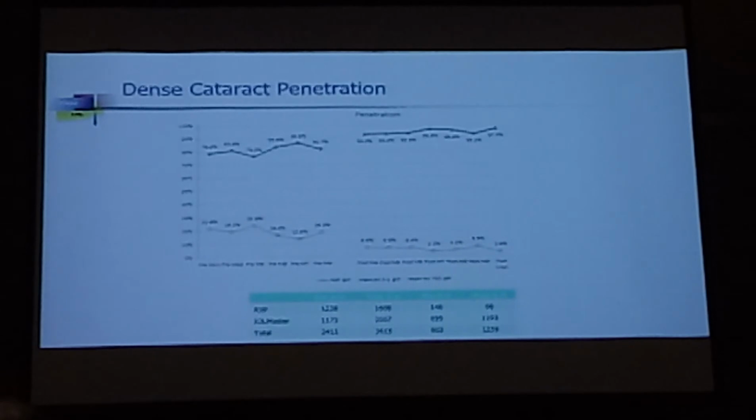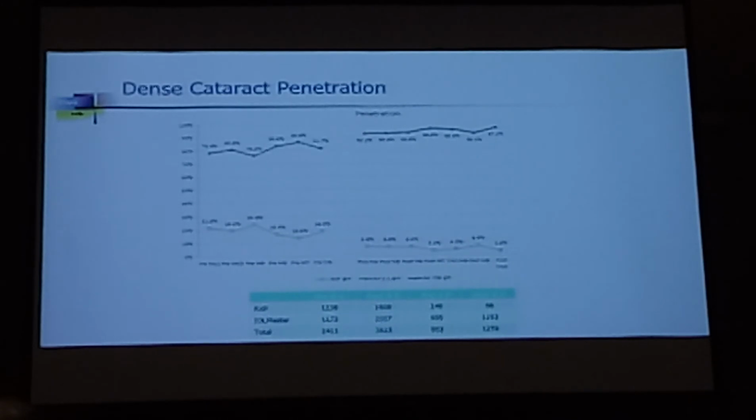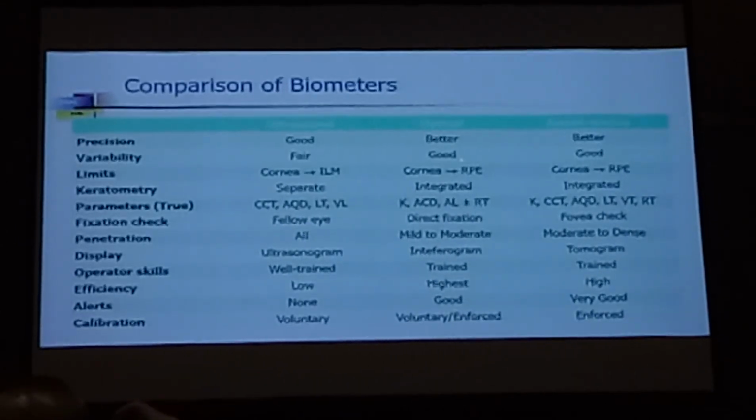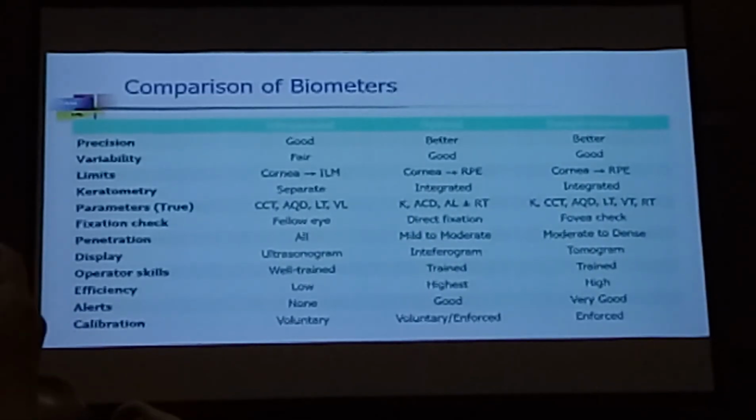Here it shows that ultrasound is able to read all cataracts, even though it may not be the most reliable. Interferometry can read quite a number of them, but there are quite a number that cannot be read. With swept source, the penetration improves, but it's still not 100%. So this is a chart that puts everything together: ultrasound, optical, and swept source. For precision, of course, swept source and interferometry are better. Variability is less with swept source and interferometry.